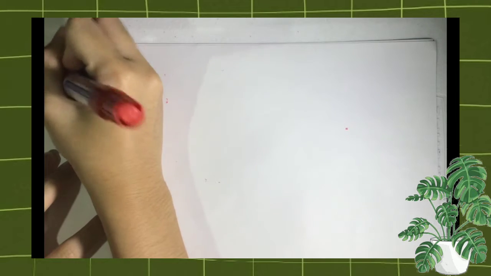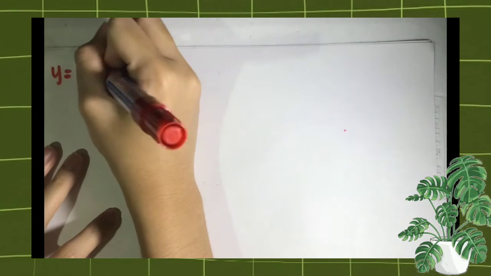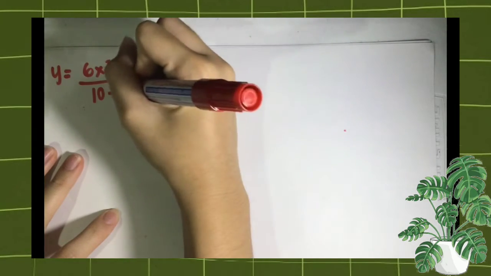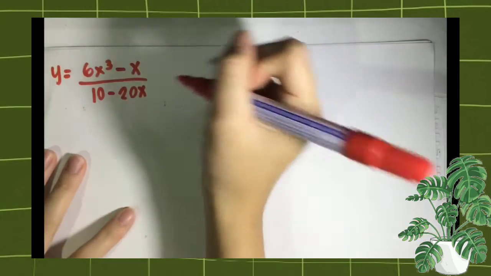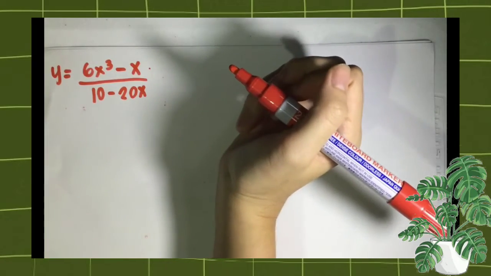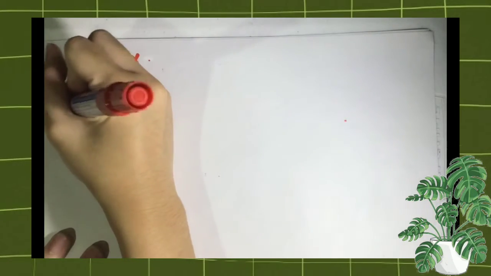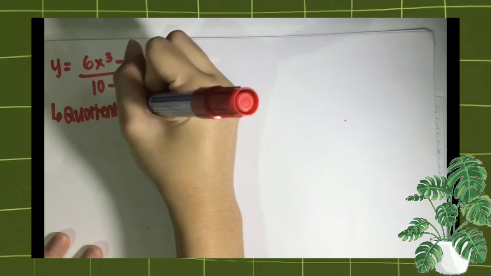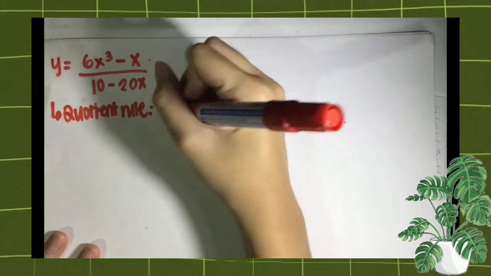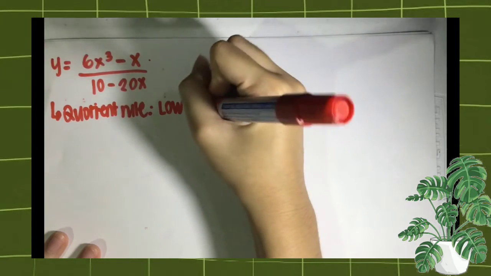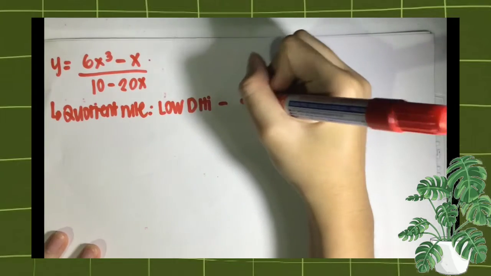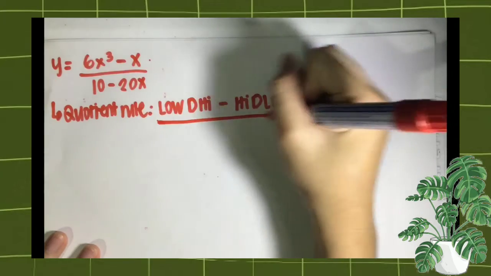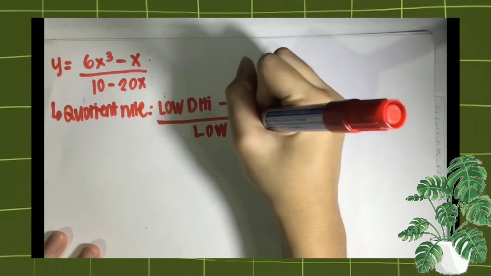First, we are given the equation y equals (6x cubed minus x) over (10 minus 20x). To differentiate this equation, notice that the equation is a rational function. This gives us the idea that we can differentiate this equation using the quotient rule. Again, the rule states that the derivative of a fraction has as its denominator the square of the original denominator, and as its numerator, the denominator times the derivative of the numerator minus the numerator times the derivative of the denominator.